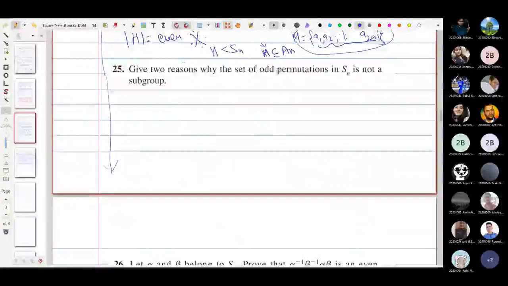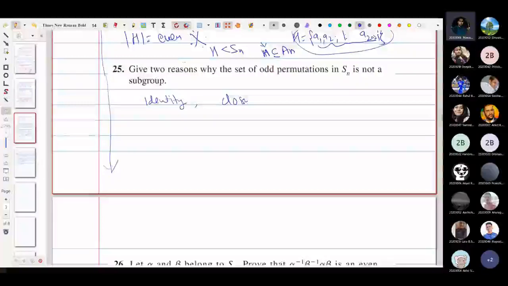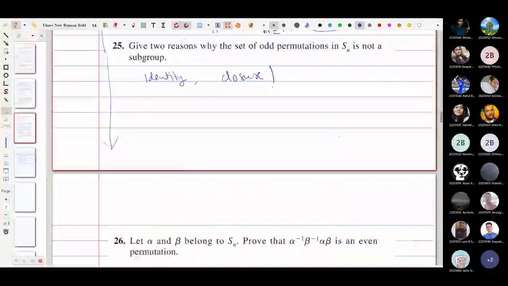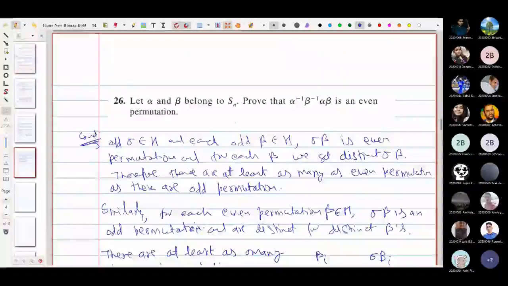So next question, question number 25. Give two reasons why the set of odd permutations in Sn is not a subgroup. So anyone? Yes sir. First, the identity is an even permutation, and second, the composition of odd permutations is an even permutation. Identity and closure. Yes sir. Closure, very good. You can note down 2 points for this. Okay, so we are done with this, and then question number 26.